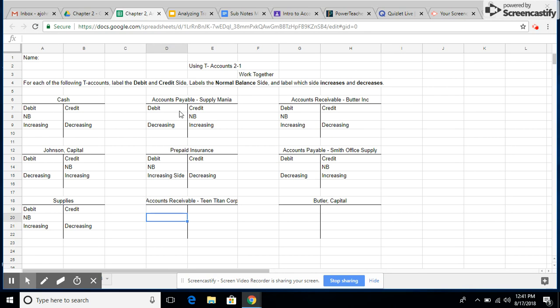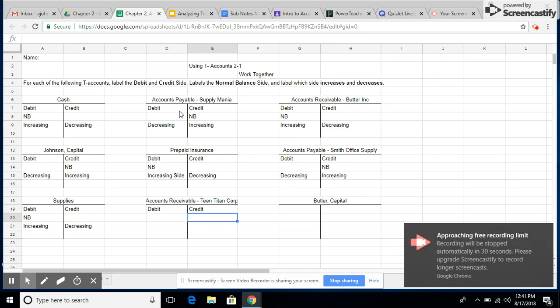Okay, accounts receivable, Teen Titan Corporation. So the left side is our debit side, the right side is our credit side. Accounts receivable, Teen Titan, is considered an asset. So we are going to have the normal balance on the debit side, and the debit side will also be our increasing side, and the credit side will be our decreasing side.